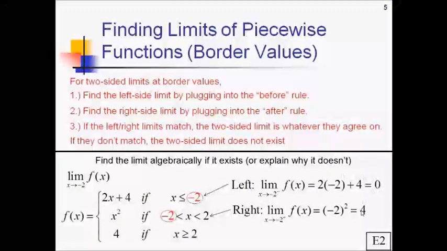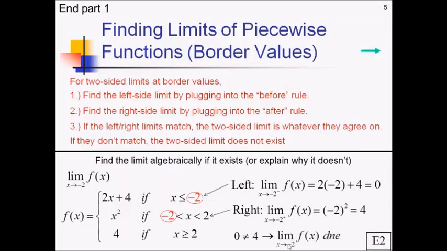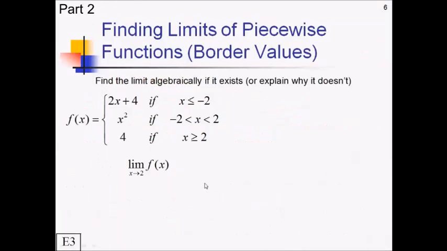Well, 0 and 4 are not the same number, so we would then say that the two-sided limit as x approaches negative 2 does not exist. We'll do one more example using this piecewise function. Pause the video and try this one on your own.